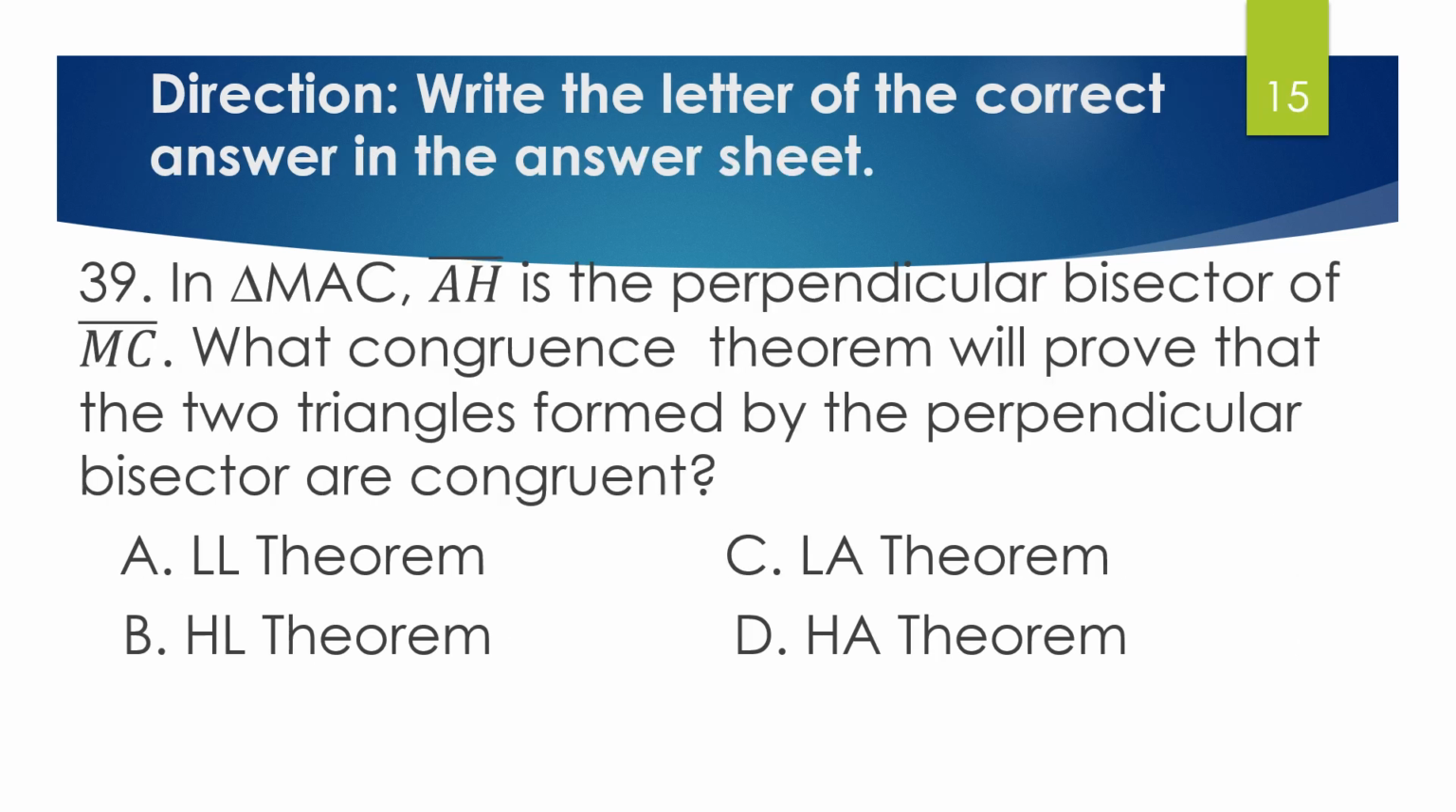In triangle MAC, AH is the perpendicular bisector of MC. What congruence theorem will prove that the two triangles formed by a perpendicular bisector are congruent? We can use the leg angle theorem or HL. Most of the time we can use LA or LL, the leg theorem.